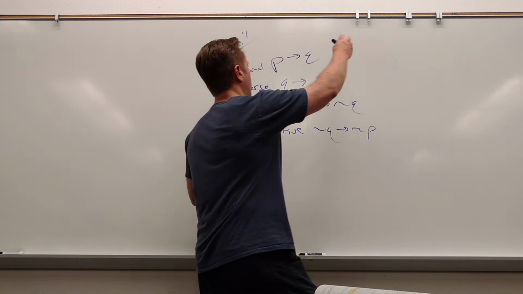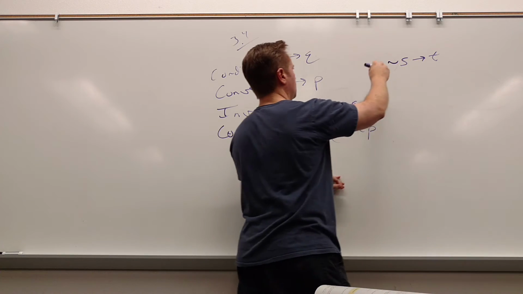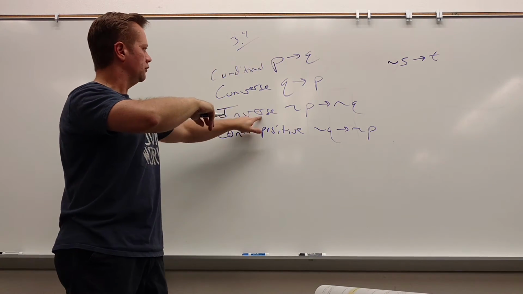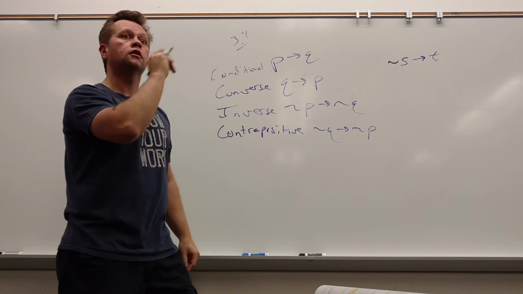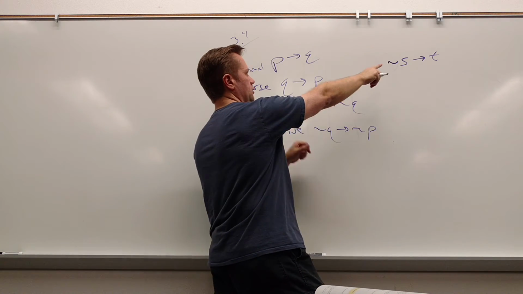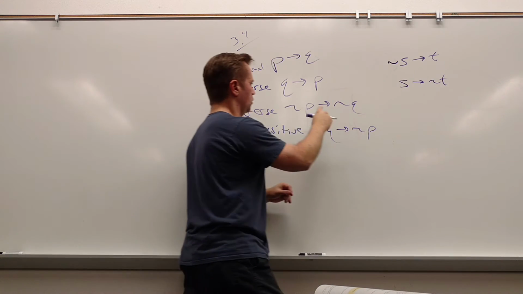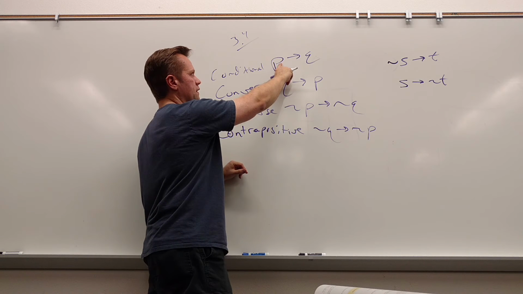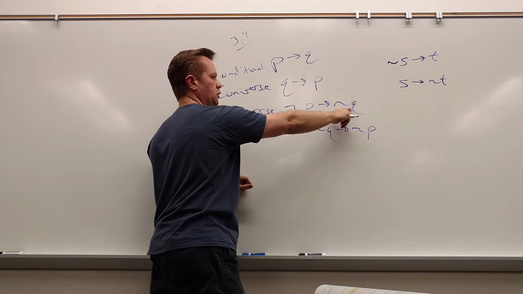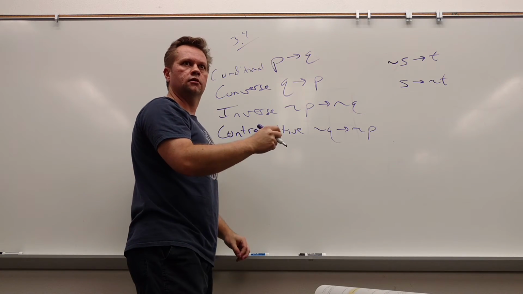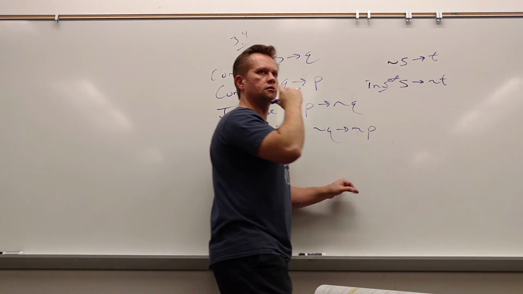Okay, so real quick, let me see if you guys can do this. If I had "not S implies T," what would be the inverse of that? Good, because what does it do? It negates what's there. So not this is S. You've got to realize these are rules. Whatever is there, what does the inverse do to it? Negates it. And whatever's there, what does the inverse do to it? Negates it. Right? So that would be the inverse of that statement.